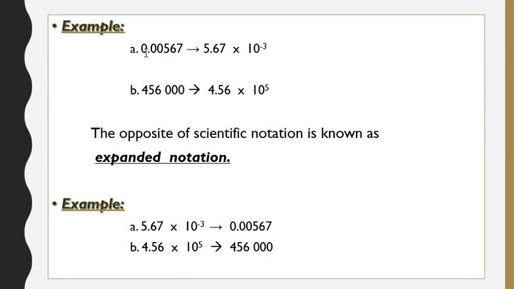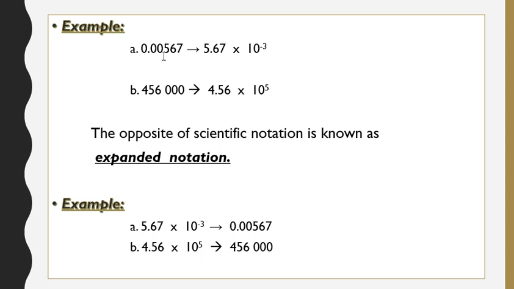So we have here 0.00567. That is our measurement that we got. Take note that there are many zeros. We have here 1, 2, 3, 4, 5, 6, 7, 7 digits. So to get the accuracy of this measurement, we will apply the rule of scientific notation.